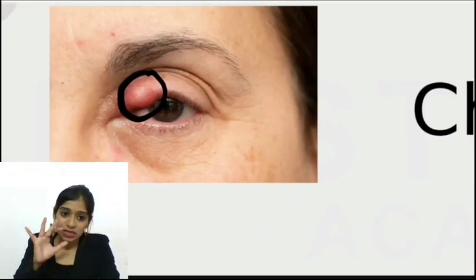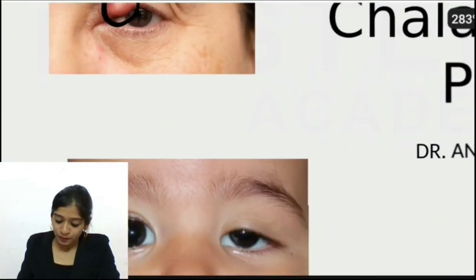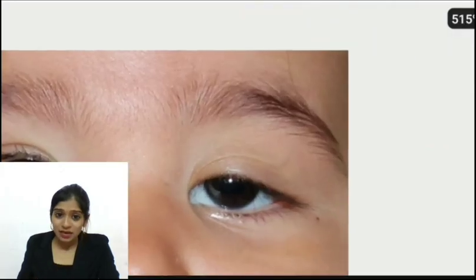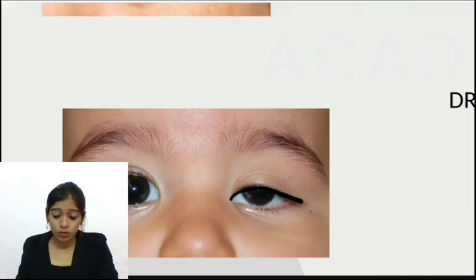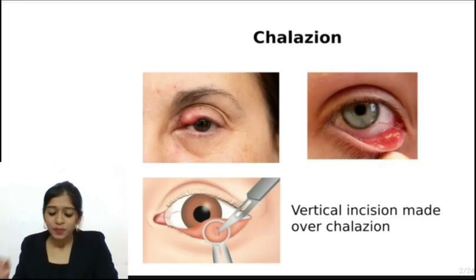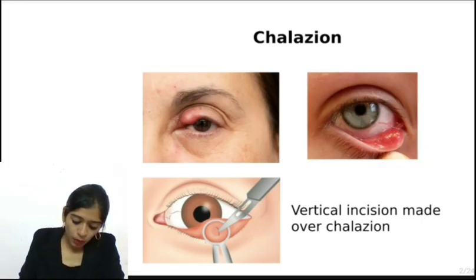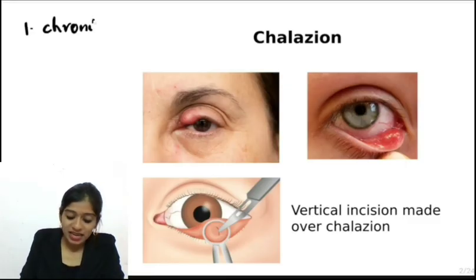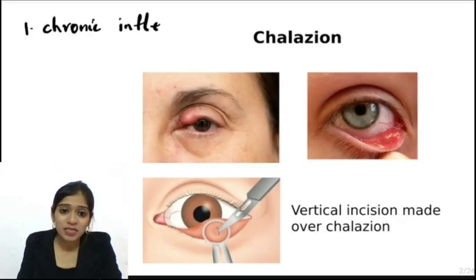So this is chalazion, okay, and in this second picture you can see that the eyelid is drooping down. So this is a case of ptosis. So what is chalazion? See, first point, it is a chronic inflammation of the meibomian glands.